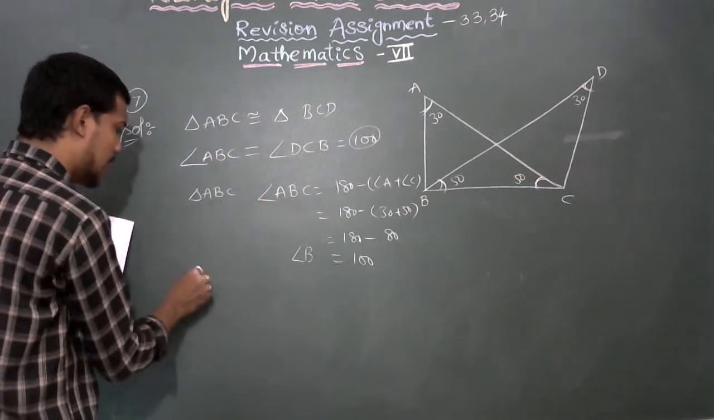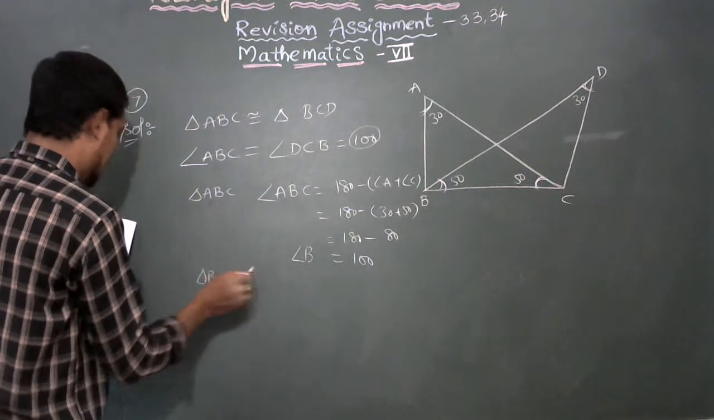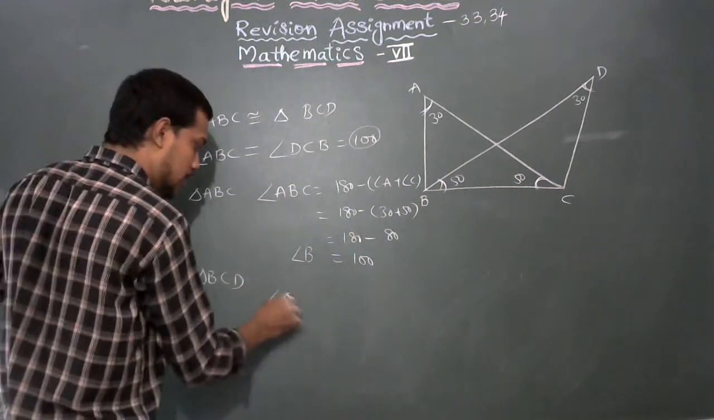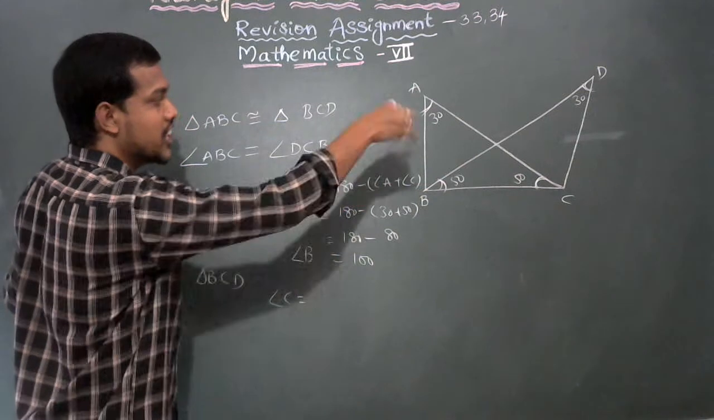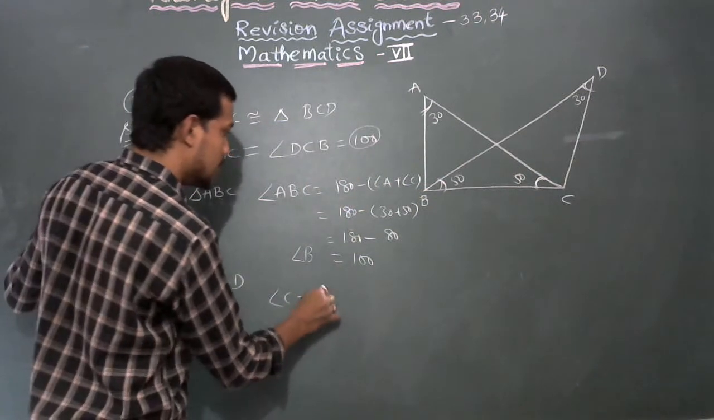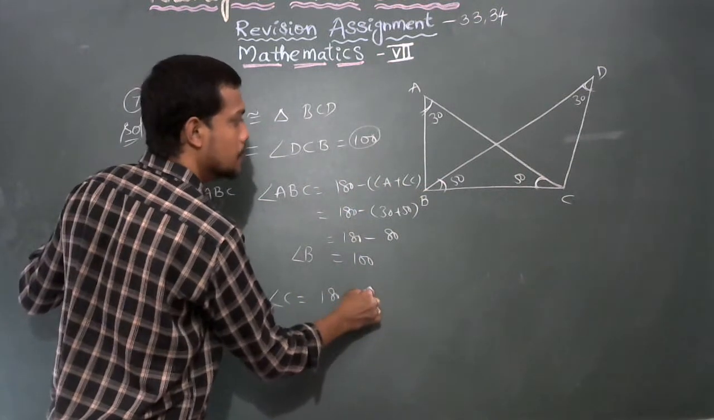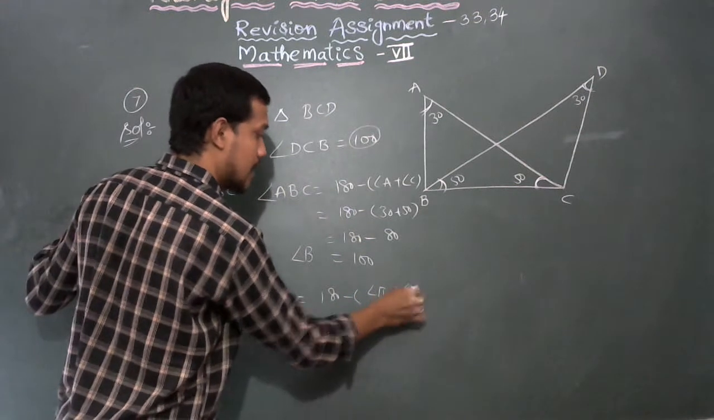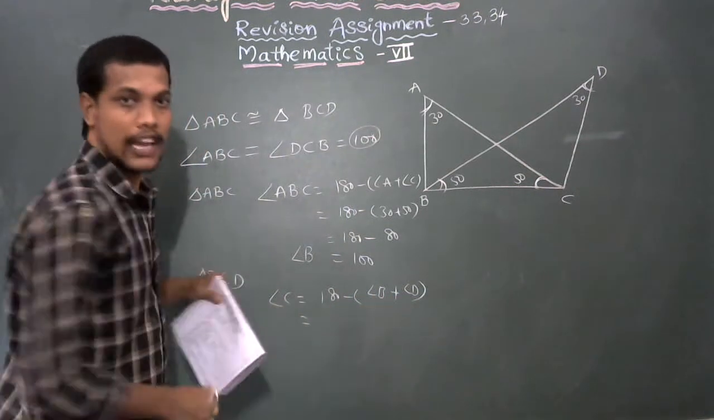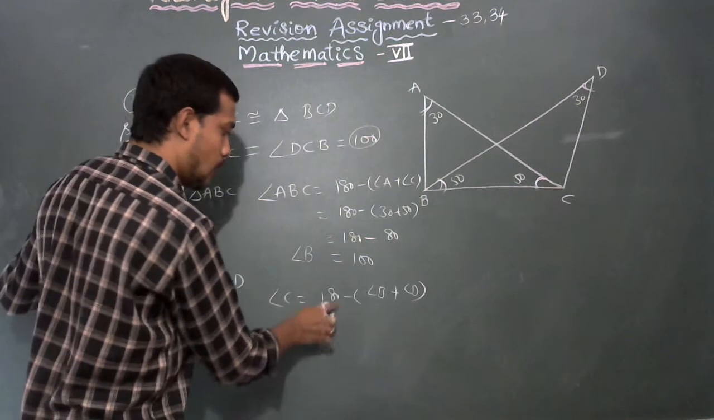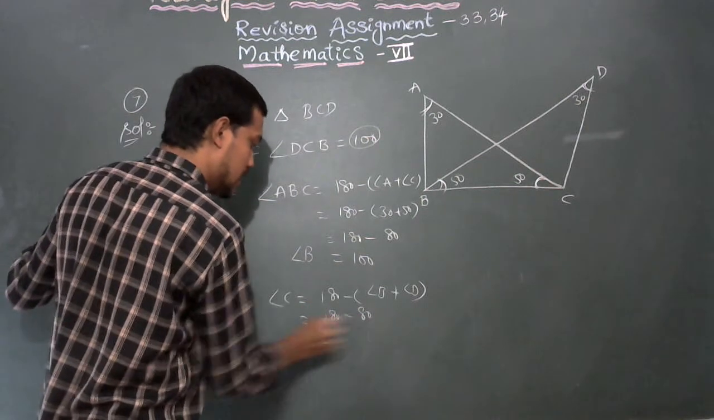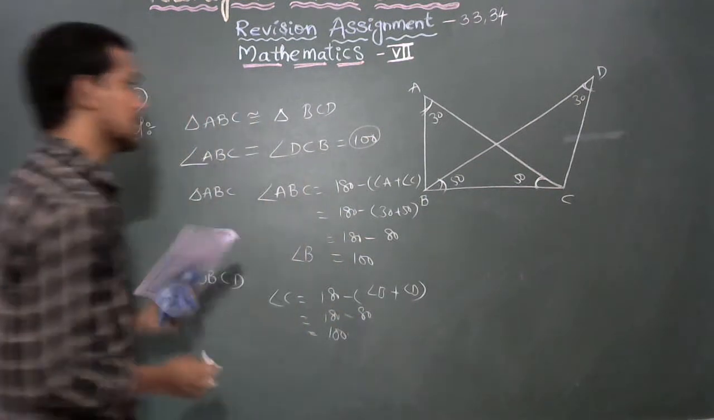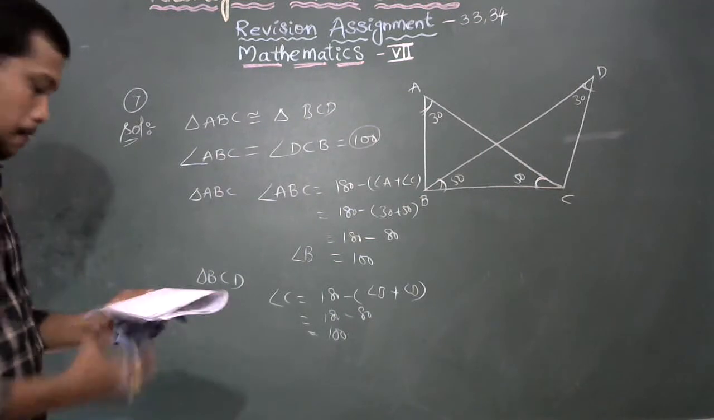So the same for the similar triangle BCD. We need to find angle C which is included between these two. So that is 180 minus of angle B plus angle D. Angle B plus angle D. So 180 minus 80, which is equal to 100. So both are equal.